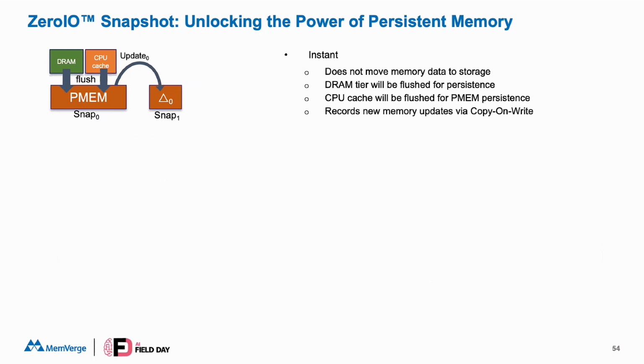And of course, you can take another snapshot. Another snapshot will only persist the delta, the newly copied pages. Let's say you take another snapshot, and then you can do further updates. The further updates will trigger more copy on writes, and then we can take another snapshot.